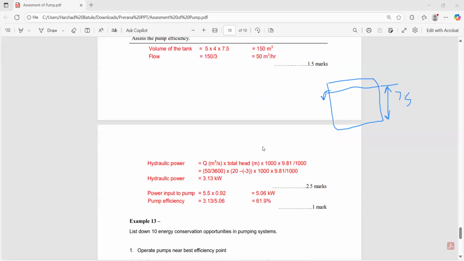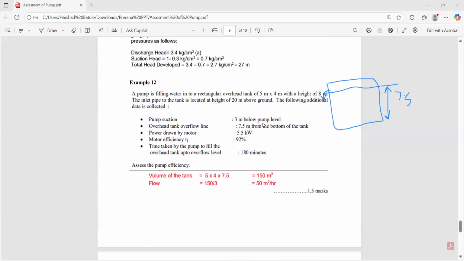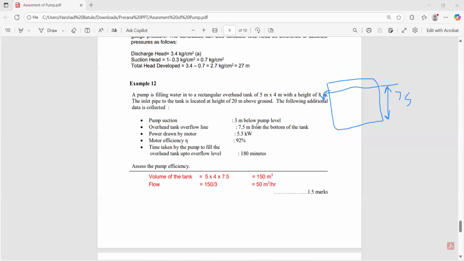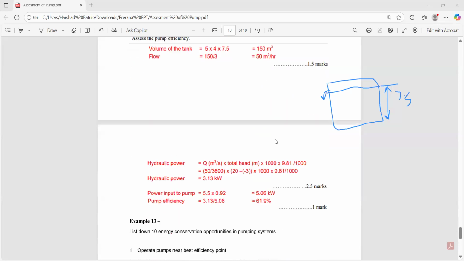So from 50 m cube per hour, your head is given as 20 meter above the ground. Your 3 meter below pump level means 23 meter is your total head. 50 divided by 3600 into 23 into 1000 into 9.81 divided by 1000. Hydraulic power, you got 3.13 as hydraulic power.